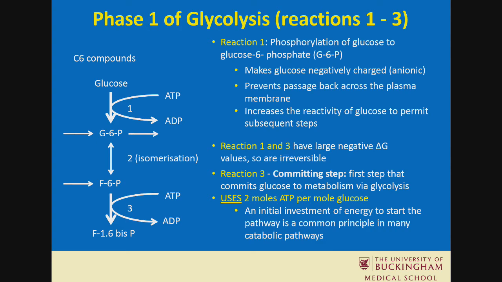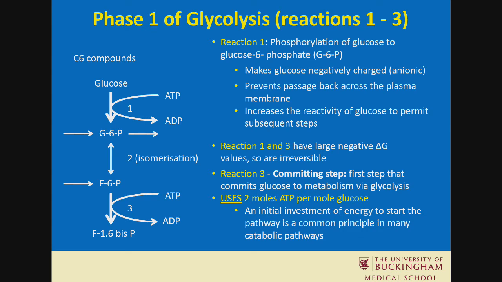So let's look at phase 1 of glycolysis first then. Those first 3 reactions, what are the key things that we need to pull out from this? Well, actually the first reaction is really important. That involves the phosphorylation of glucose to glucose 6-phosphate. So that's the addition of a phosphate group onto glucose. This gives the glucose an overall negative charge. You've added a phosphate that contains a negative charge onto the glucose. That prevents passage back across the plasma membrane.